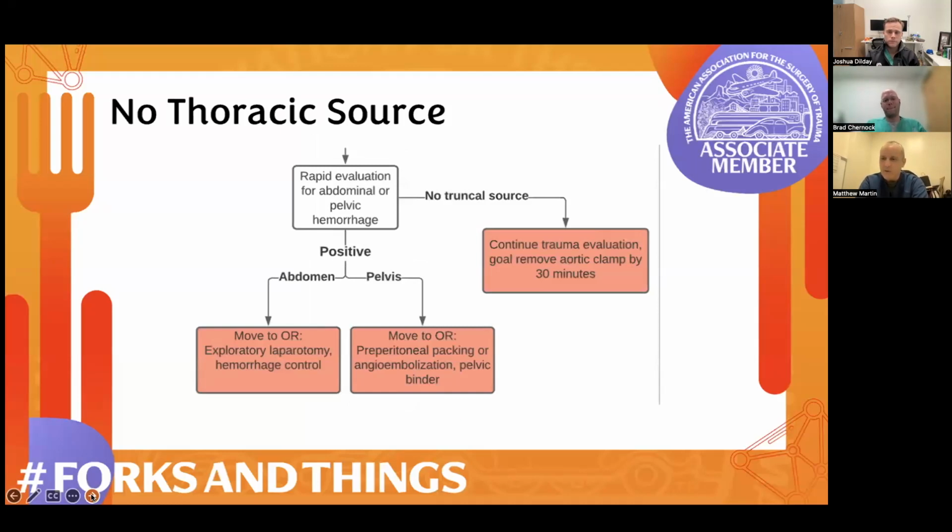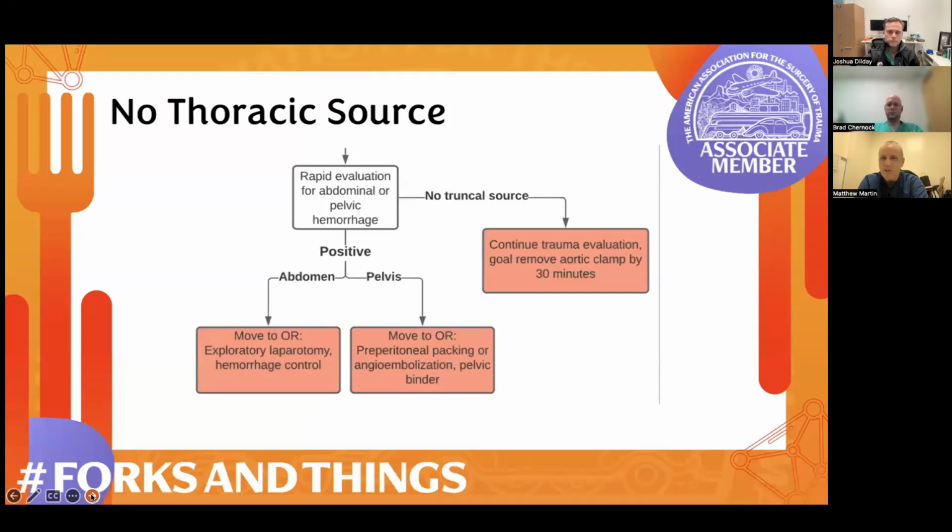Now, if none of those have been positive, so you've done that, you have no thoracic source, you want to evaluate rapidly for an abdominal or pelvic source. If you have an abdominal source identified, which would usually be by a FAST exam or a diagnostic peritoneal aspirate, then we recommend moving to the operating room for exploratory laparotomy, hemorrhage control, and removing the cross clamp as early as possible. If there's a pelvic hemorrhage source, then again, we're moving to the operating room for preperitoneal packing or angioembolization if there's a hybrid OR available, and with placement of a pelvic binder.